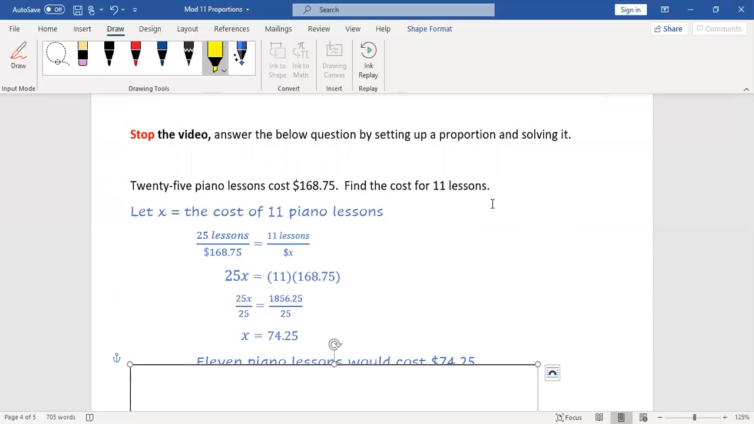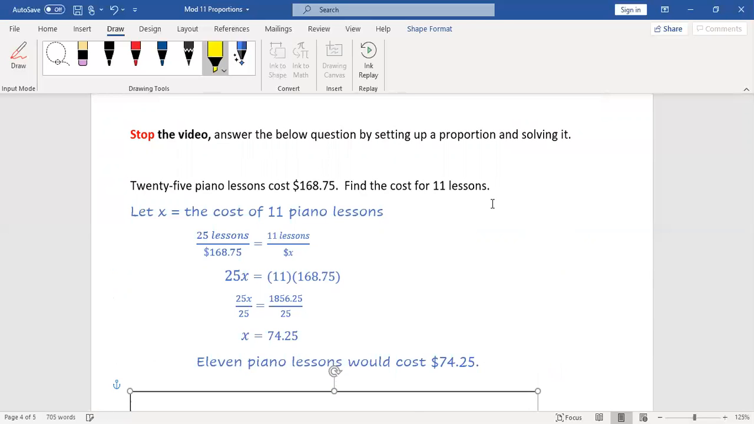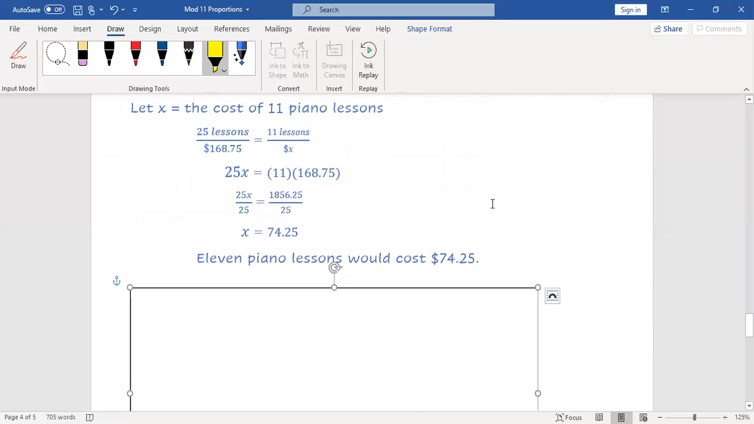Now, if I would have put the cost on top and the lessons on the bottom, as long as I did it for both fractions, this method would still work. You'll still get the same answer. Be sure to always state your answer clearly. 11 piano lessons would cost $74.25.